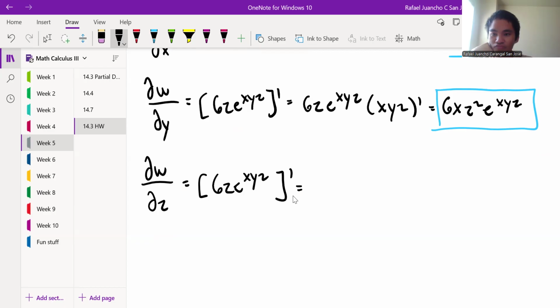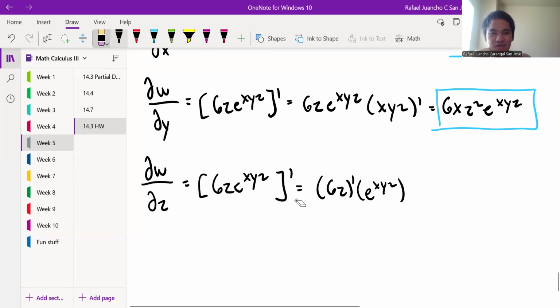Yeah, I just do a product rule. I do something like, okay, maybe I'll split it here. And so I'm going to get one function to be 6z, and the other function is e to the xyz. I could split it anywhere, it's fine. I just decided to do it this way.